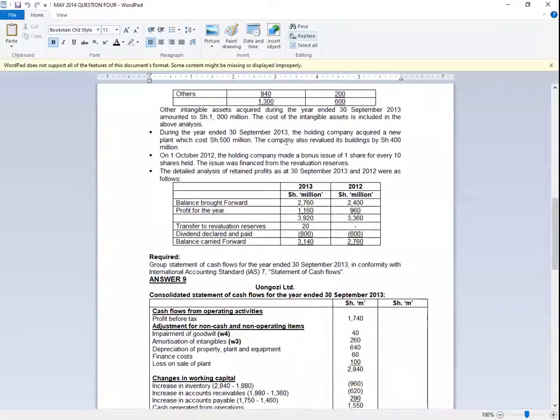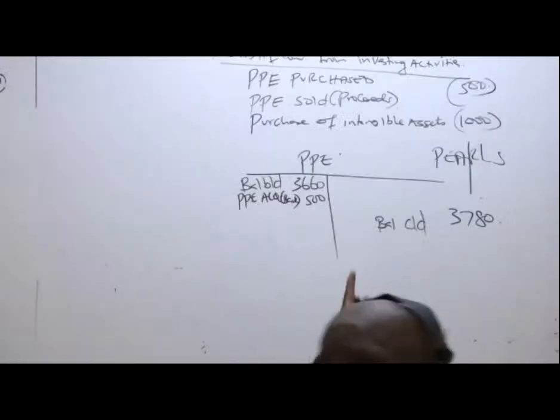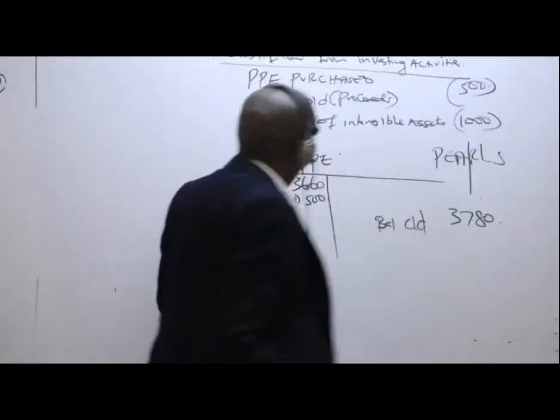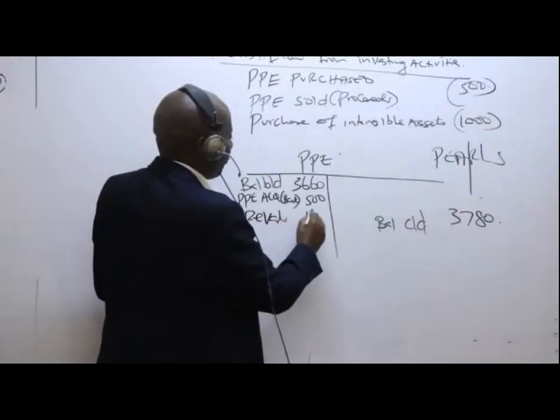So they're telling us here that the company also revalued its buildings by 400 million. They never told us whether it was revalued downwards or upwards. You guys are financial reporters. Whenever they tell you that the revaluation was 400 and they're silent, it's only prudent for you to assume that the revaluation is upward. And whenever our assets increase, what do we do? We debit. So revaluation 400.